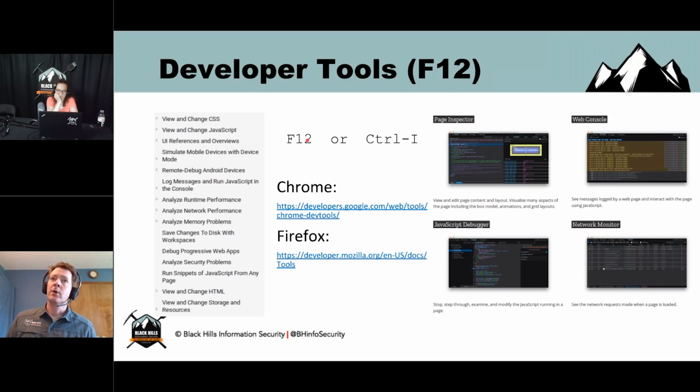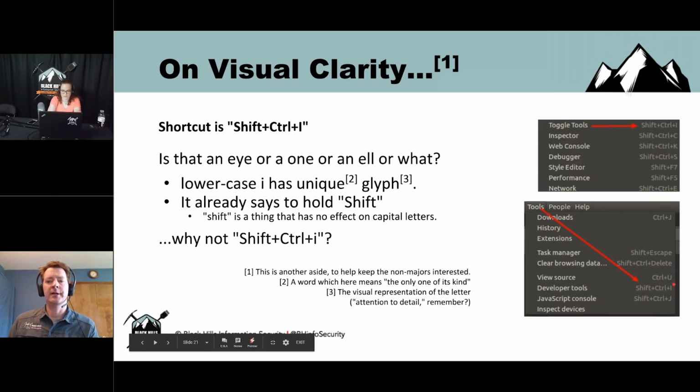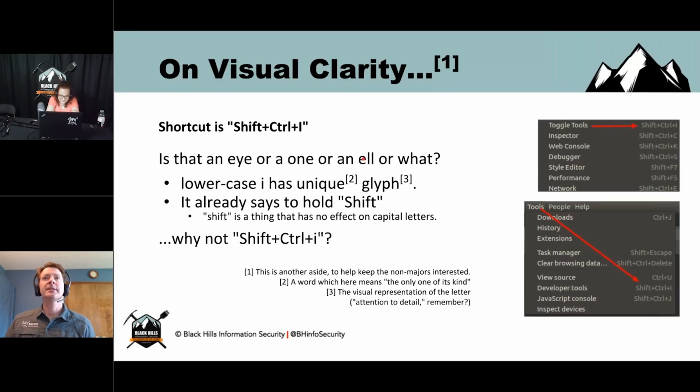So F12, or you can do Control-I, which gives us another little sidebar about attention to detail. If you look in the tools menu for these things, this one is Chrome, and this one is Firefox. Somehow they agreed to have the same shortcut. I don't know how that worked out, but awesome on them. But it's Shift plus Control plus a vertical bar. So what is that? You can't tell, right? Because it could be an I, it could be a 1, it could be a lowercase L. Exactly, right? So what is it?